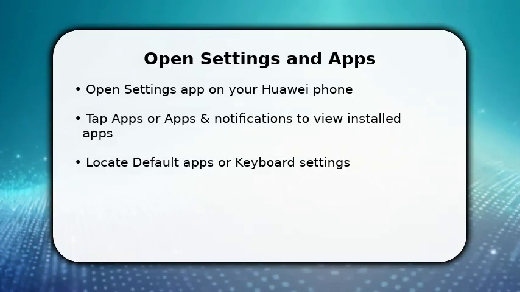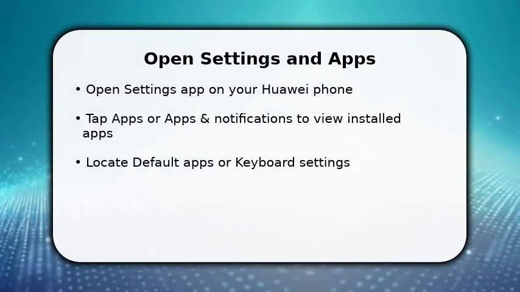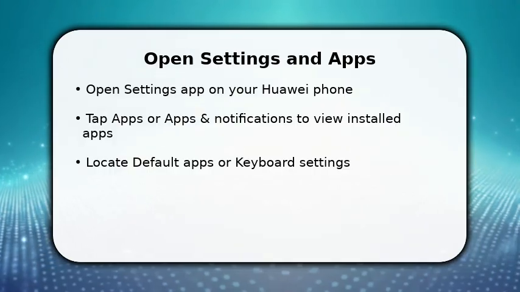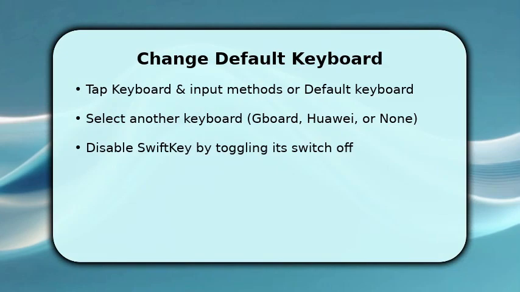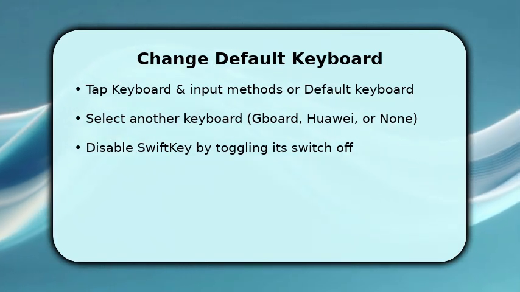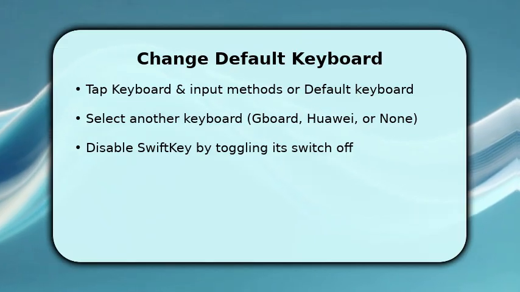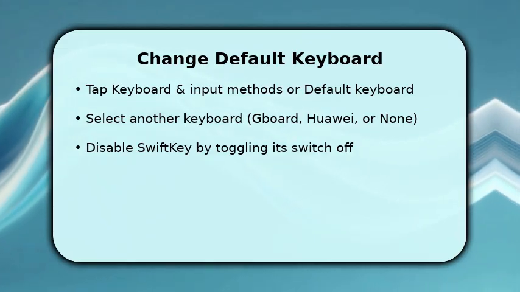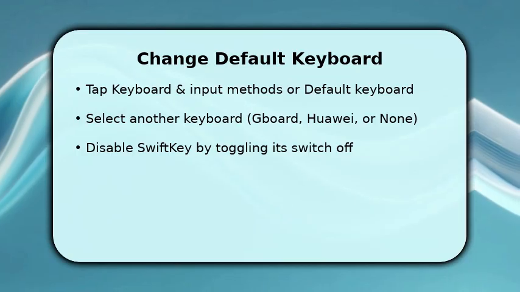Make sure to keep the phone unlocked and nearby, because you will switch keyboards and possibly confirm permissions when prompted. Now change the default keyboard. Tap Keyboard and Input Methods or Default Keyboard. You will see available keyboards. Select an alternative such as Gboard or Huawei's built-in keyboard.